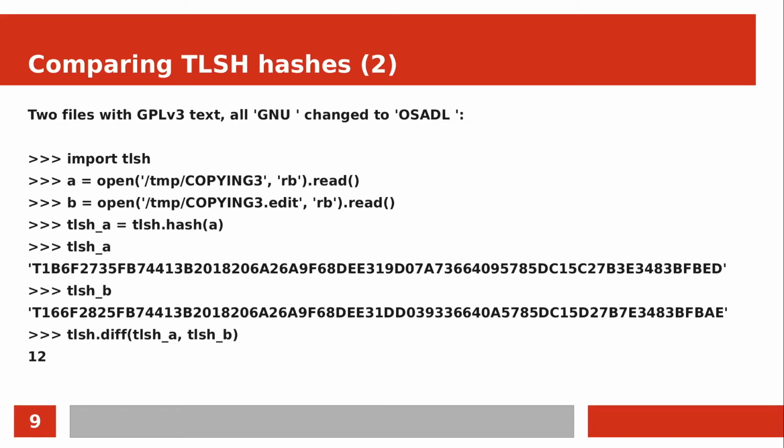Then I also did something else. I replaced all of the GNU with a space with OSADL with a space. You can see that the hashes are already more different, but they're still quite similar, especially if you're doing this as a bit string comparison, they will still be very, very similar. Then it says that the distance is 12, which is still quite close, but it's already a bit bigger. With this, you can basically compare files through TLSH hashes to see how close they are.